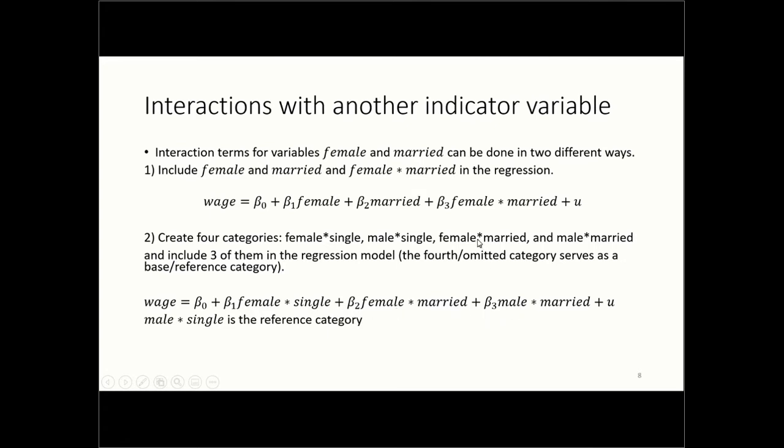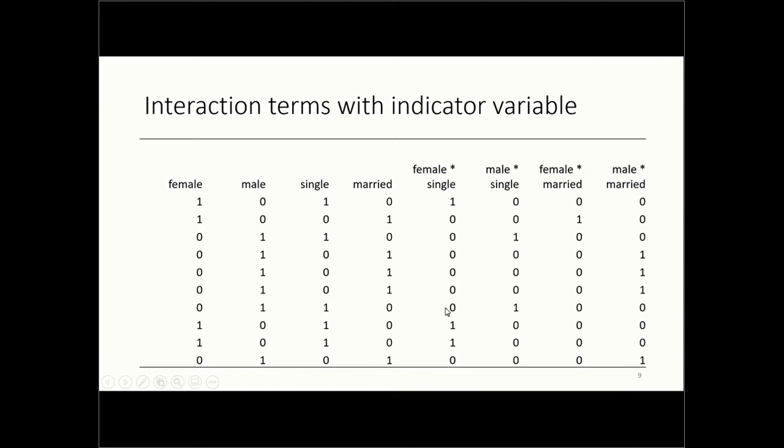So let's see, if we estimate this model versus this model, what kind of results do we get? First of all, this is how the data looks. Here we have female. 1 minus female is equal to male. So you see female is 1, male is 0, and vice versa. And here single and married. Single is 1, married is equal to 1 minus single. And so these are the values. So you're either single or married. And then female times single, we're just multiplying female times single, and we're getting this number. Male times single, we're multiplying male times single, and we're getting this number.